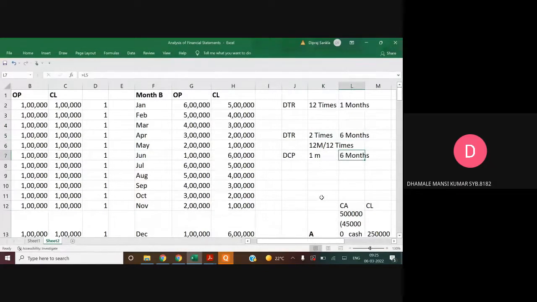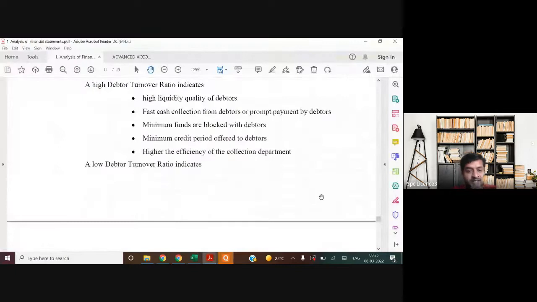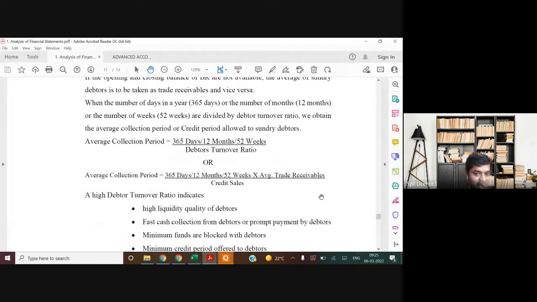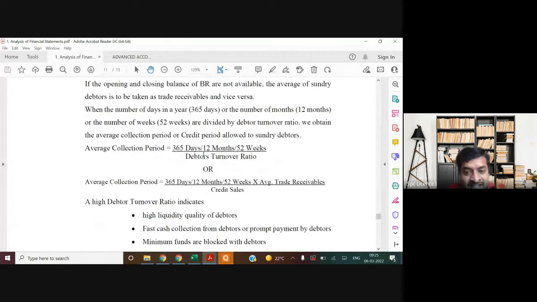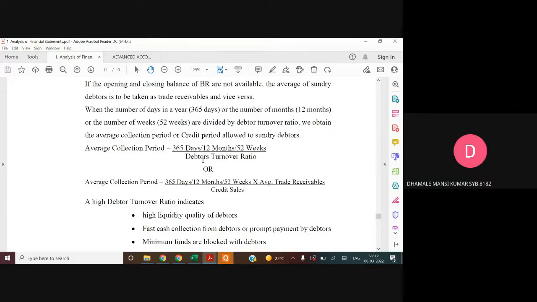Yes, sir. So look here, the formula of average collection period: 365 days, 12 months, 52 weeks divided by debtor turnover ratio. बरोबर ना? Yes, sir. Average holding period of stock: in case of average holding period of stock, you divide the period by stock turnover ratio. The same thing for the calculation of average collection period, divide the period by the debtor turnover ratio. Is it okay? Yes, sir. Okay.